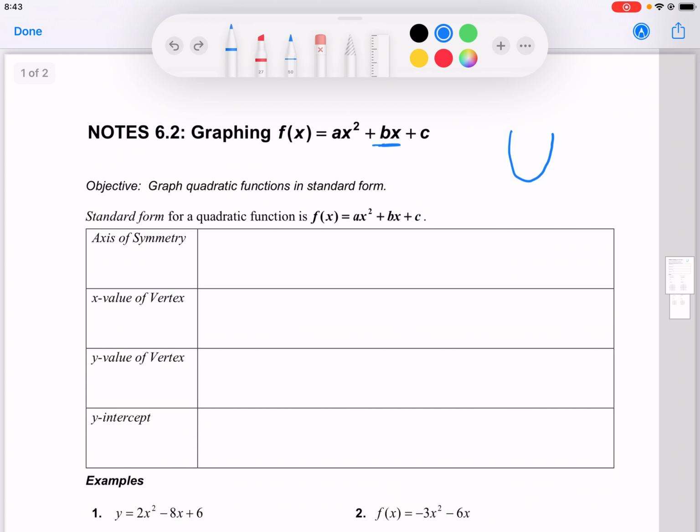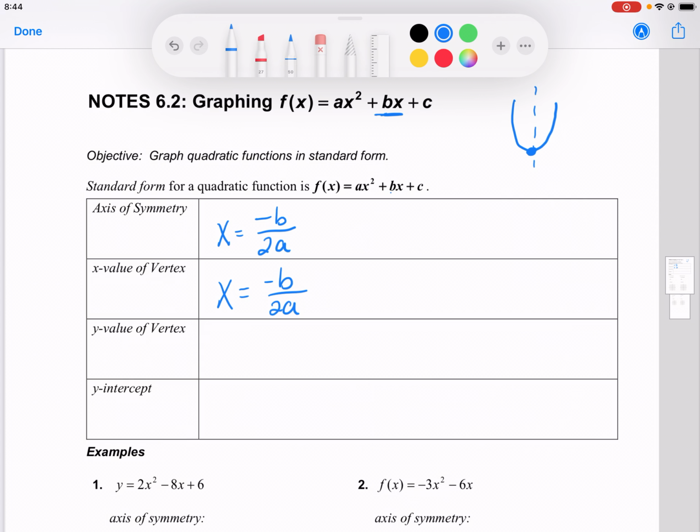So to find that axis of symmetry, you have to do a little formula. You do x is equal to the opposite of your b, so the coefficient in front of x, over 2 times a. Now that equation just happens to be the exact same equation for finding the x value of the vertex. That's because the x value of the vertex will be right on that line.